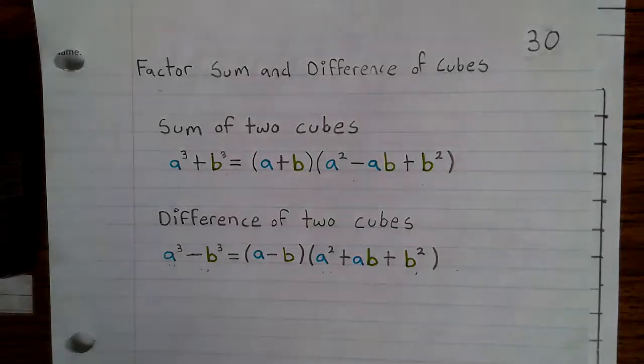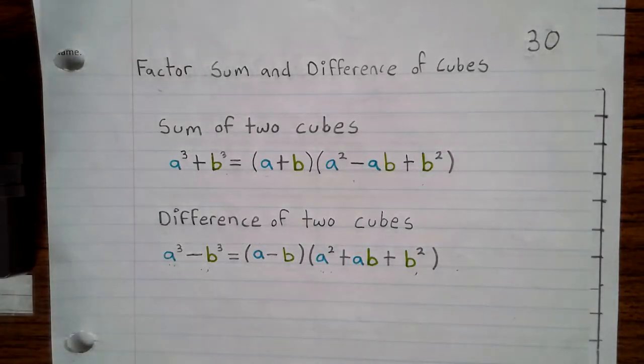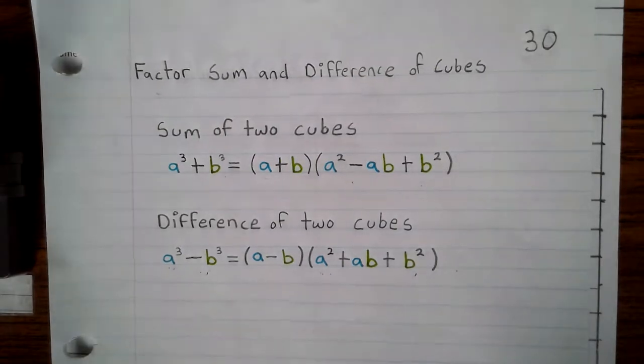Okay, today we're looking at journal page 30, factor sum and difference of cubes. Sum of two cubes: a cubed plus b cubed equals (a plus b)(a squared minus ab plus b squared). Difference of two cubes: a cubed minus b cubed equals (a minus b)(a squared plus ab plus b squared). Okay? All right, if you would finish up your notes.